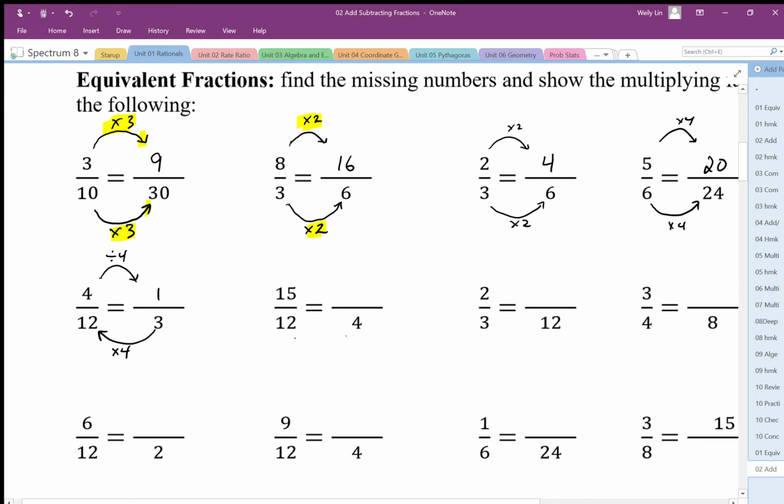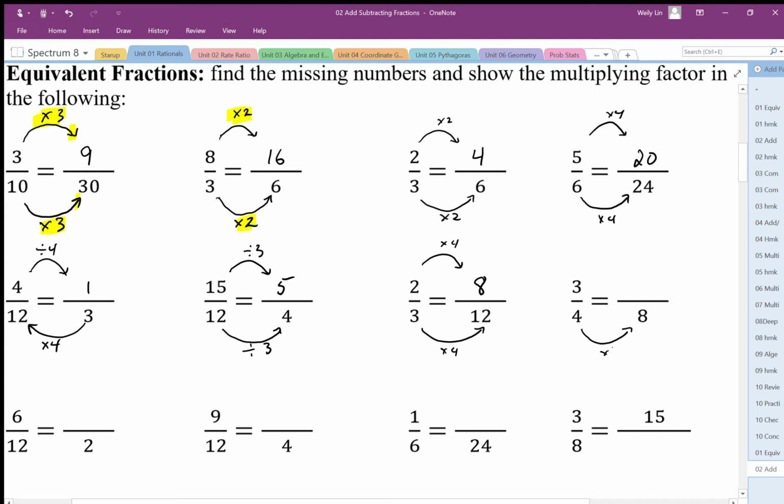So again, here I'm going to show it as divide. So divide by 3, divide by 3. So I get 5 over 4 as an equivalent fraction. Times 4, times 4, so 8 over 12.